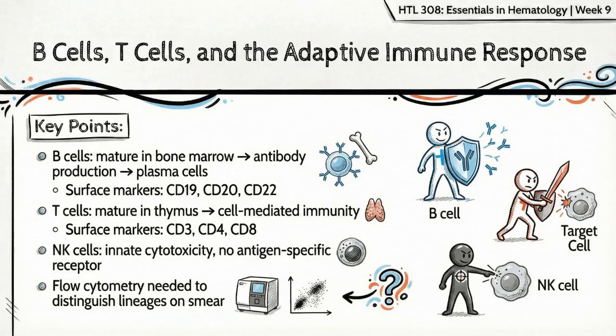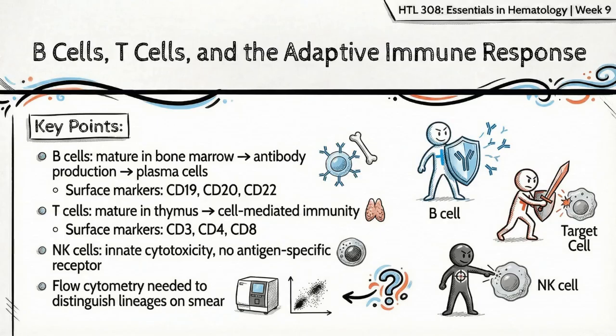T cells mature in the thymus and mediate cellular immunity. They kill infected cells directly or coordinate the immune response. CD4 positive T cells are helpers, CD8 positive T cells are cytotoxic killers. NK cells are a third population. They're part of the innate immune system and kill abnormal cells without needing a specific antigen receptor.